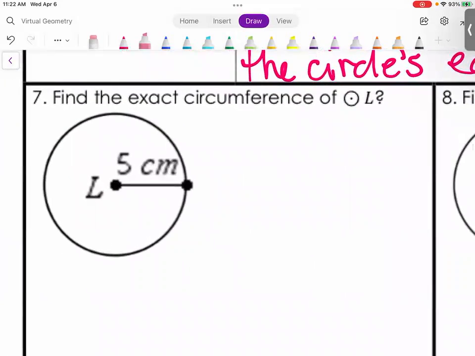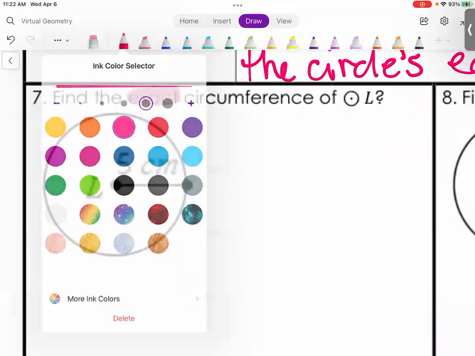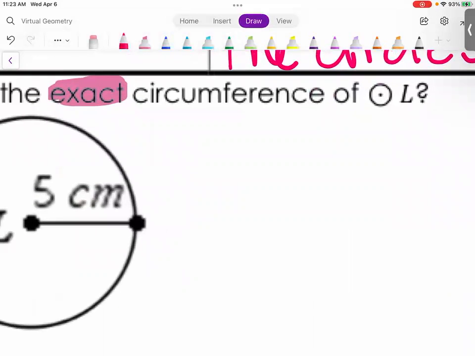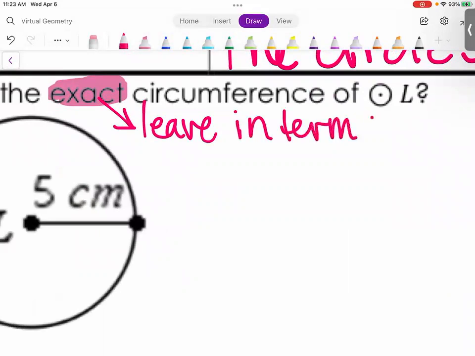One of those ways is to leave it exact. When things say exact, that means leave the answer in terms of pi, which means there better be a pi in your answer. Multiply everything else except the pi. So let's see how that works.